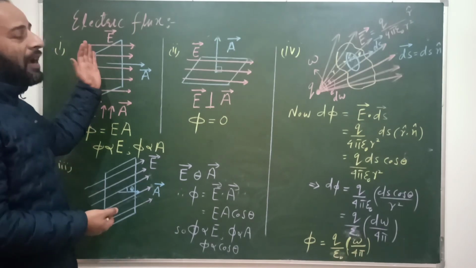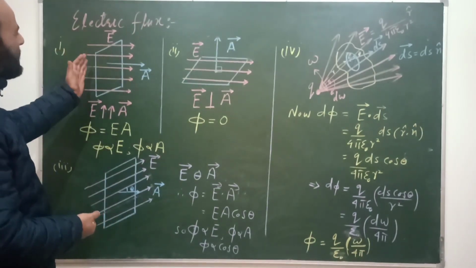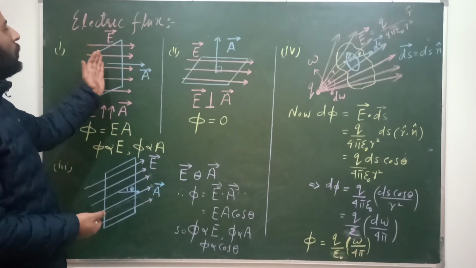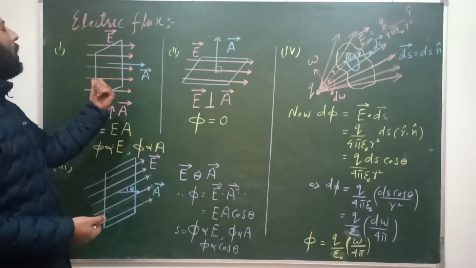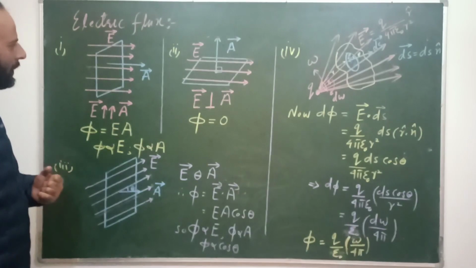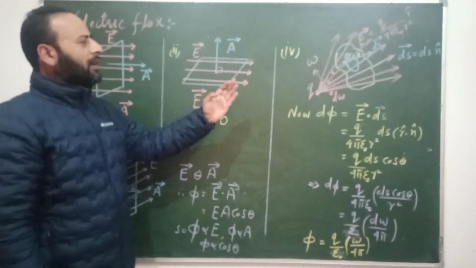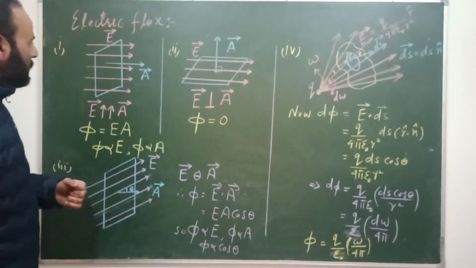But when electric lines of force are passing through an area or through a surface normally, we call this electric flux, right? Now I have three cases here, and then the fourth case is different.